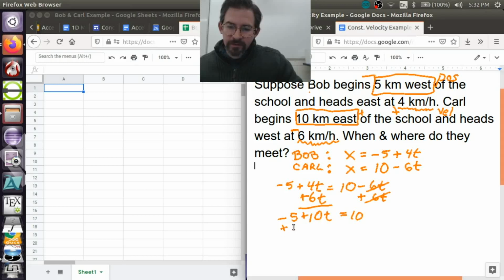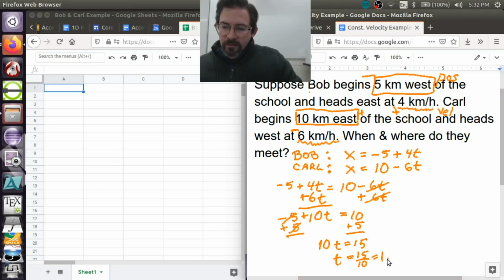And then I can add 5 to both sides to get this 5 over to the other side. So these cancel, and I have 10t equals 10 plus 5, which is 15. So dividing both sides by 10, I see that t equals 15 over 10, which is 1.5 hours, or if you prefer minutes, that's 60 minutes plus half of 60 minutes, so that's 90 minutes.